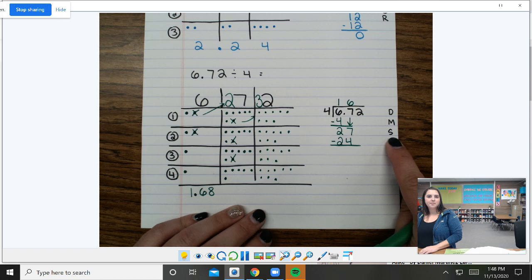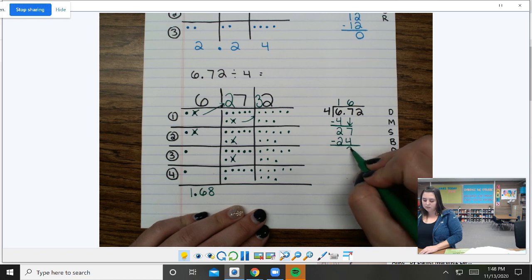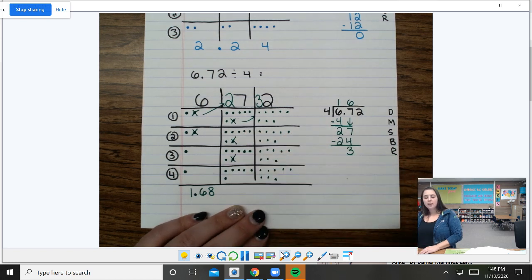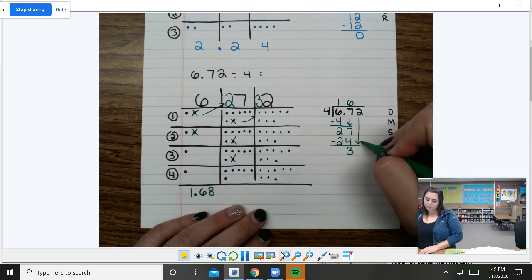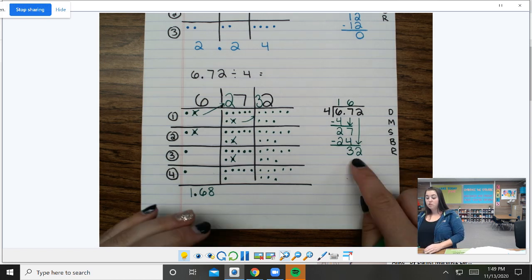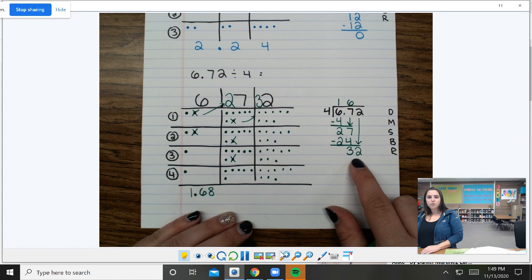Subtract. 27 minus 24 is 3, which makes sense because that's how many pennies I had left. Bring down. We bring down the 2. Now I have 32 pennies. The other ones were dimes. Now I have 32 dimes to work with.